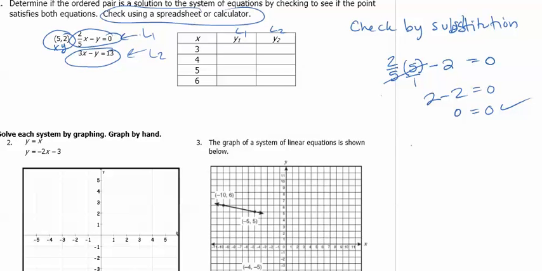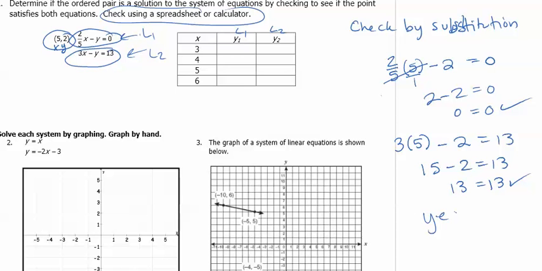So now we have to check and see if it satisfies the next line. So I have 3 times, they tell me that x is 5, minus y, which is 2, and that's equal to 13. Well, 3 times 5 is 15. Minus 2 is 13, and so 13 is equal to 13. And so yes, that actually satisfies our solution. So we have to answer the question, yes, 5, 2 is a solution.